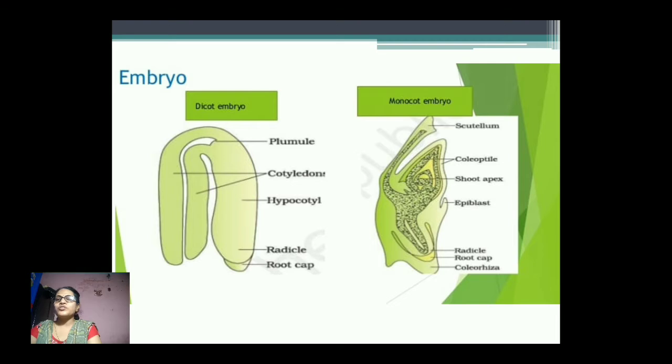Then the structure of embryo in dicot and monocot. When the cotyledon is 2 in number, it is known as a dicot plant, and a dicot plant contains plumule, 2 cotyledons, hypocotyl, radicle and root cap. And the monocot embryo contains scutellum, coleoptile, shoot apex, etc. Root cap, radicle and the last portion is root hair.